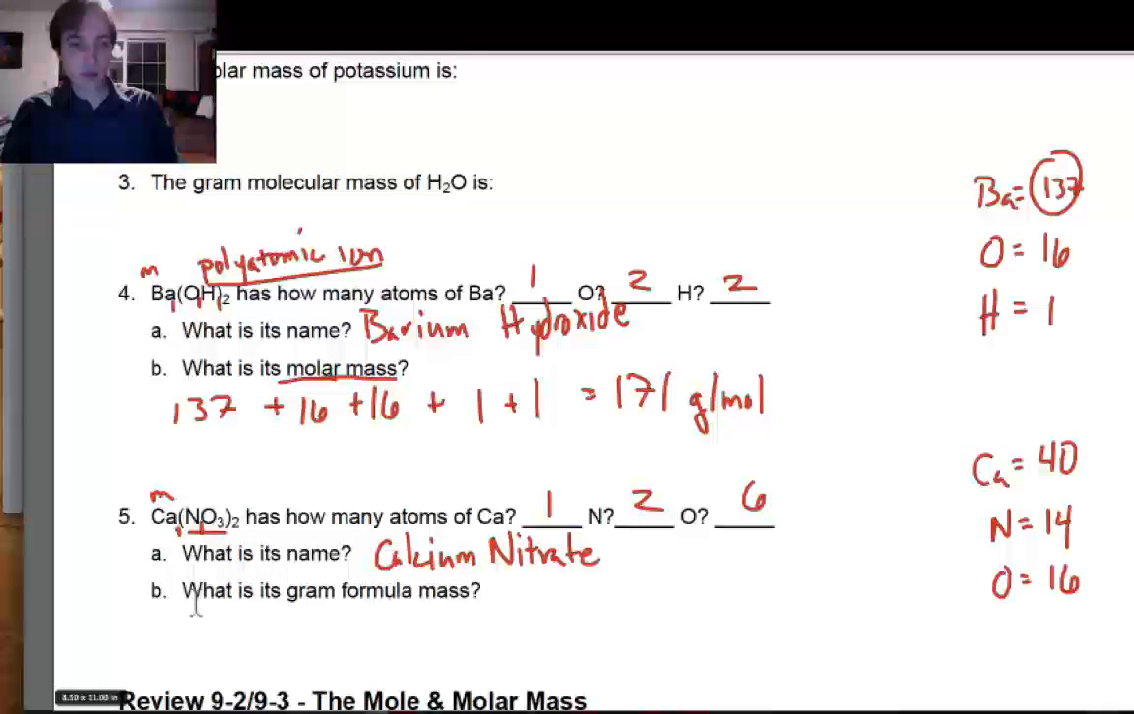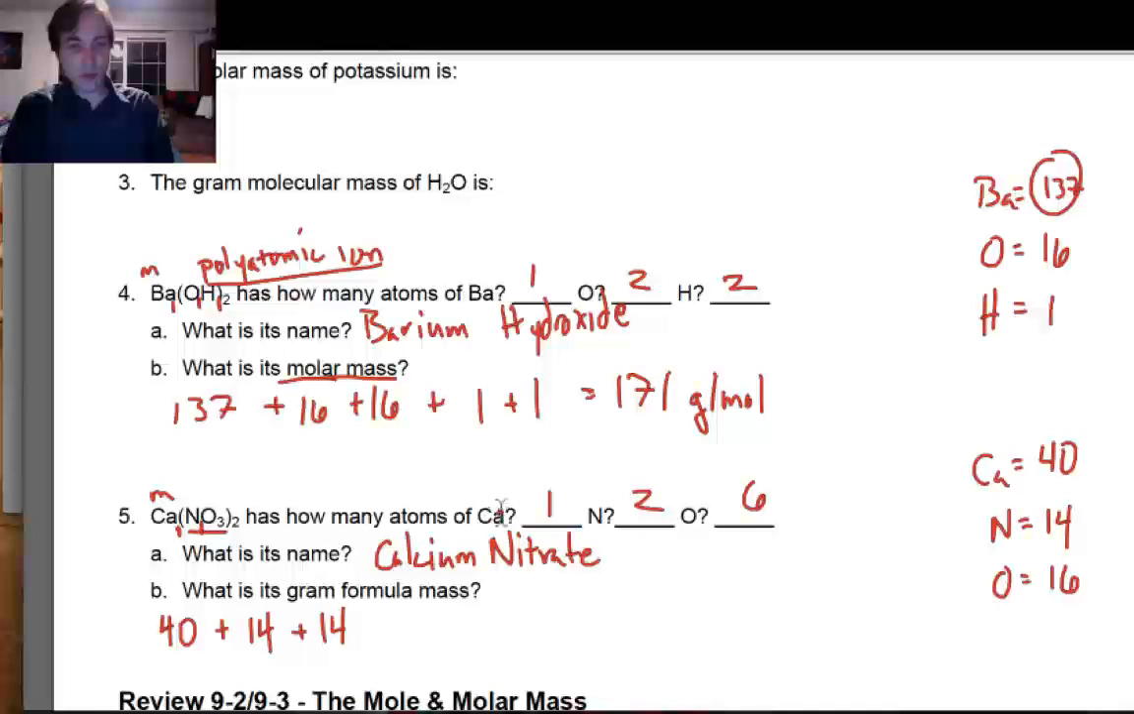Okay. Now, question B is saying, what is the gram formula mass? So we're going to add it up. Okay, so there's 1 calcium. Each calcium has a mass of 40, so we're going to put 40 in our problem once. Okay, nitrogen, there are 2 of them. So we're going to add in 14, which is the mass of nitrogen over here, we're going to add that in twice because there's 2 nitrogens.